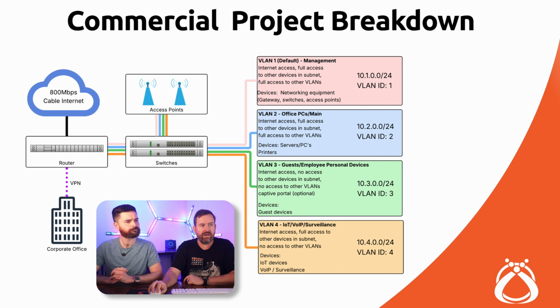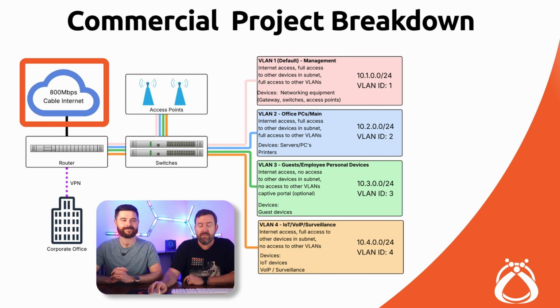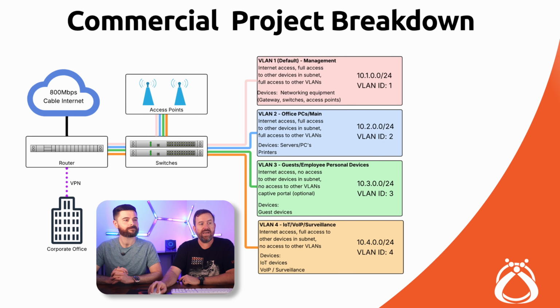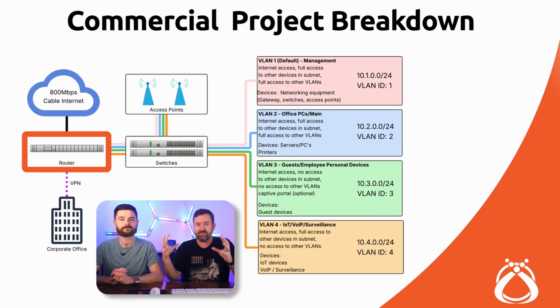In this case, we've got a cable internet connection, 800 megabits. And that's pretty good. Pretty standard, I would say, for an SMB environment. If you have multi-gigabit fiber, though, there are different considerations for the type of equipment that you can use. We're going to talk about that in the next segment. We're going to want to have a router, which is also known as a gateway, also known as a firewall. These are different things, but they're typically combined into a single device.